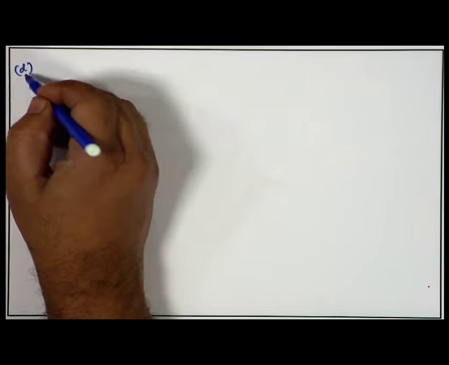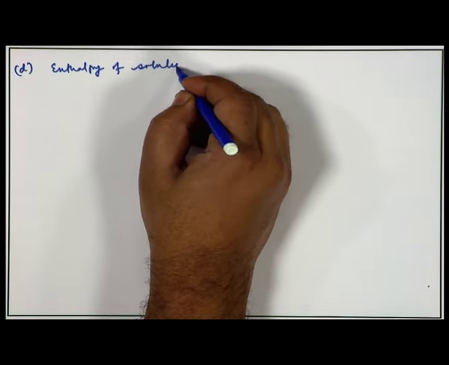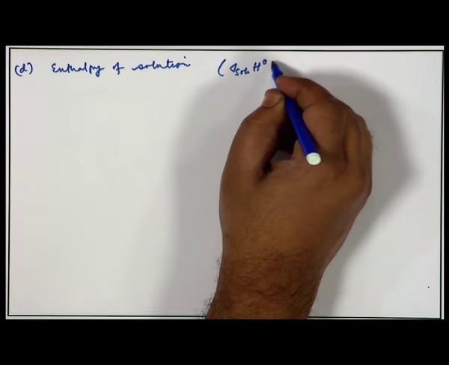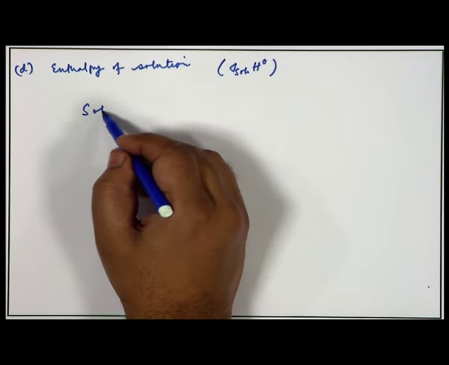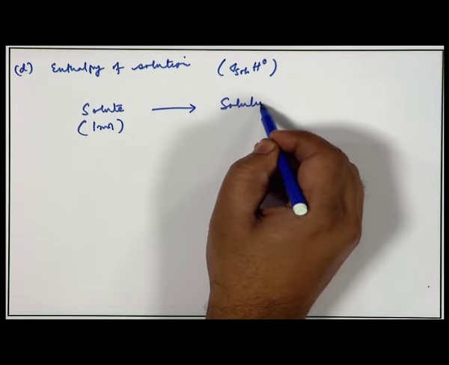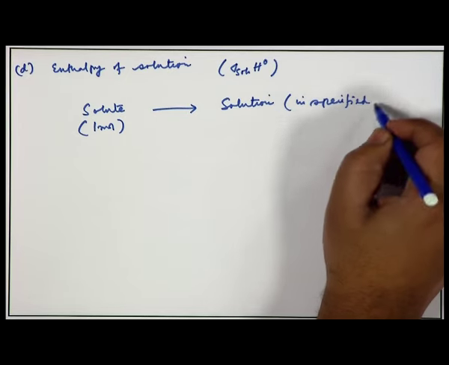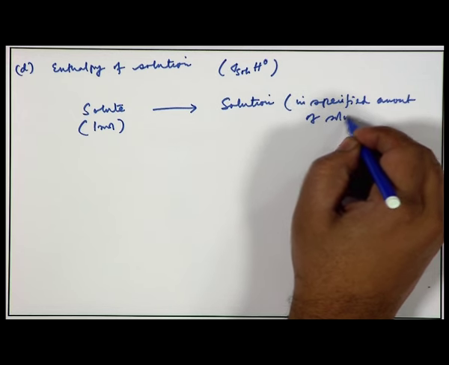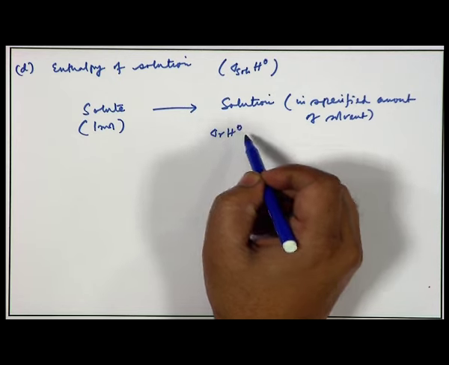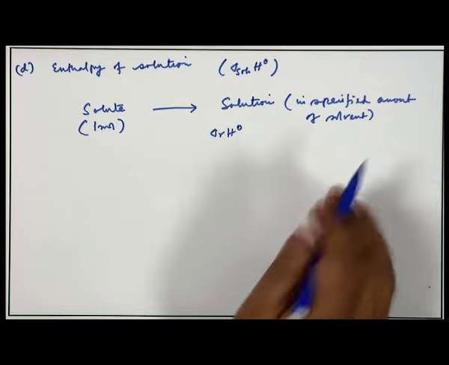Now, we will talk about the next process, which is enthalpy of solution or heat of solution, and the symbol is delta solution H naught. So, the process is 1 mole of solute to solution in a specified amount of solvent. If you have different amounts of solvent, the value of delta R H for this reaction, which is known as the enthalpy of solution, could be different if we use different amounts of solvent.